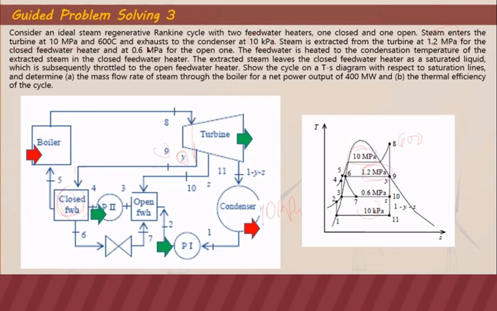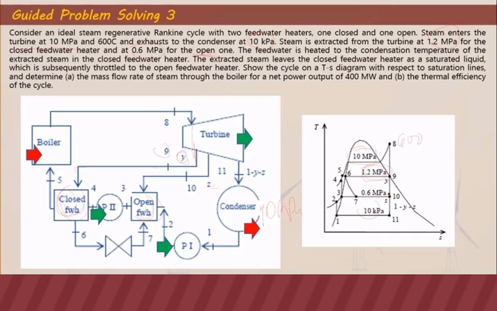And then steam is also extracted at 0.6 megapascal for the open feed water heater. So you can see here, we extract a Z amount of steam at 0.10 for the open feed water heater, and that's happening at 0.6 megapascal.